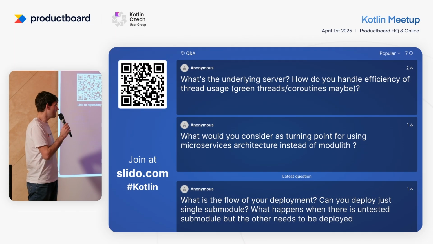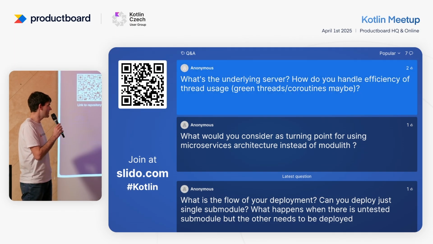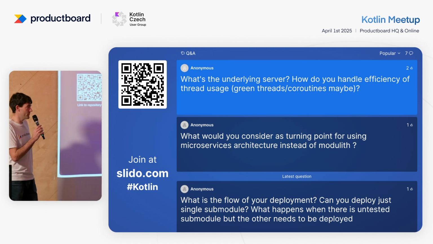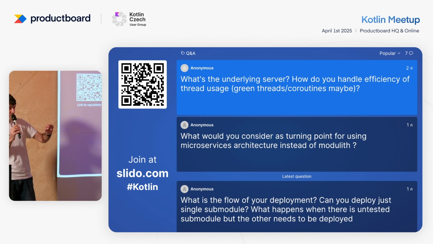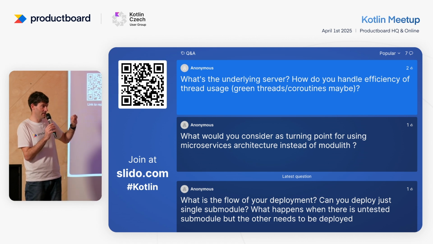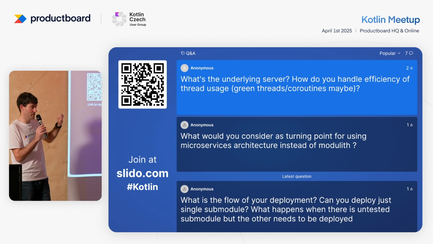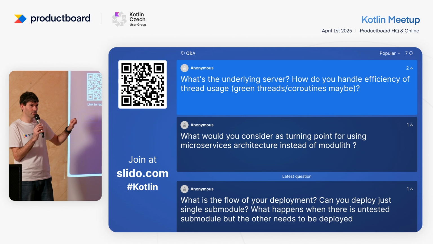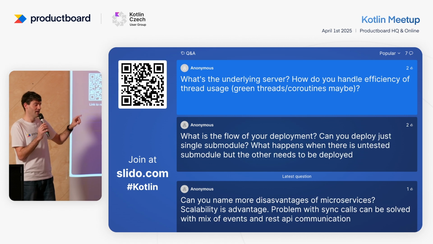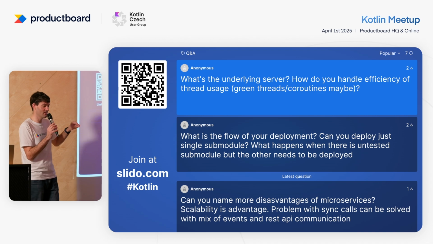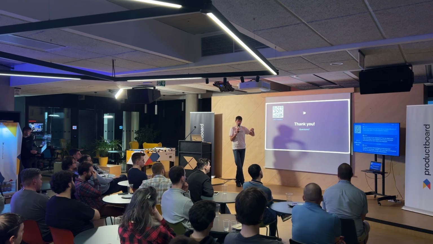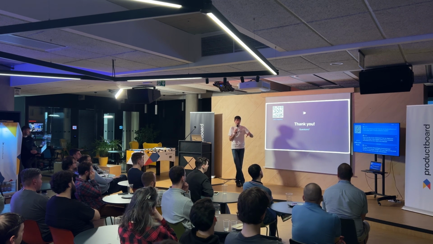What is the underlying server? How do you handle efficiency of thread usage? Green threads, coroutines, maybe. That's a good question. Underlying server is Tomcat, and I'm not totally sure if it's one Tomcat with different dispatcher servlets or multiple Tomcats. I would say it's single. Yeah, I think it's single Tomcat with different dispatchers because each application on the Modulith runs on different port, or it doesn't have to be servlet application, of course.